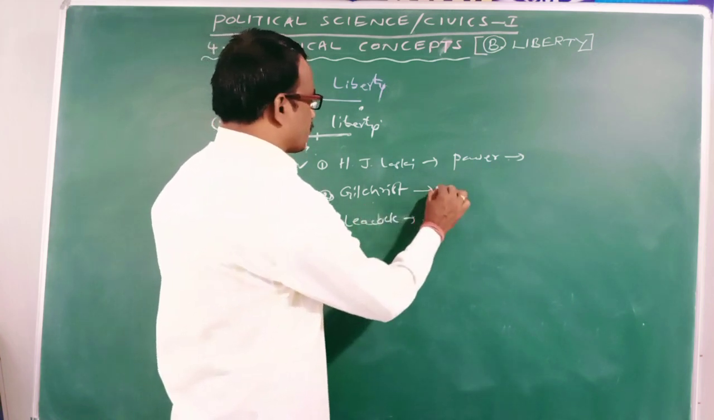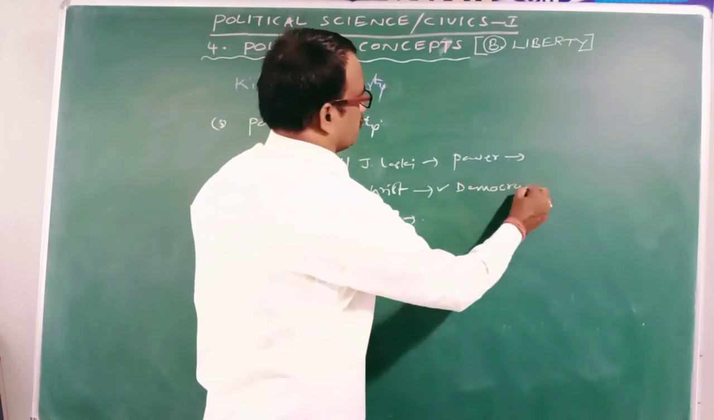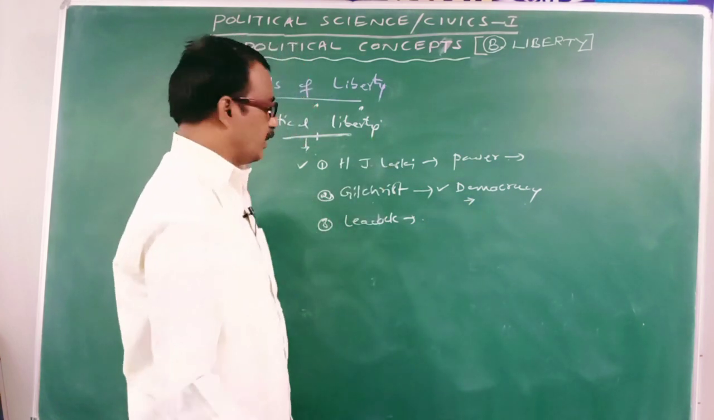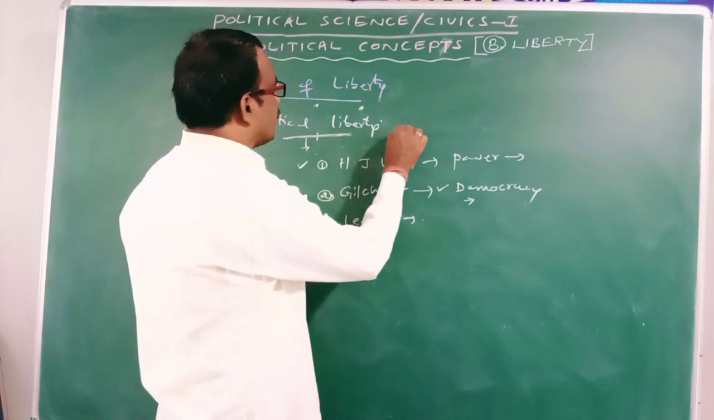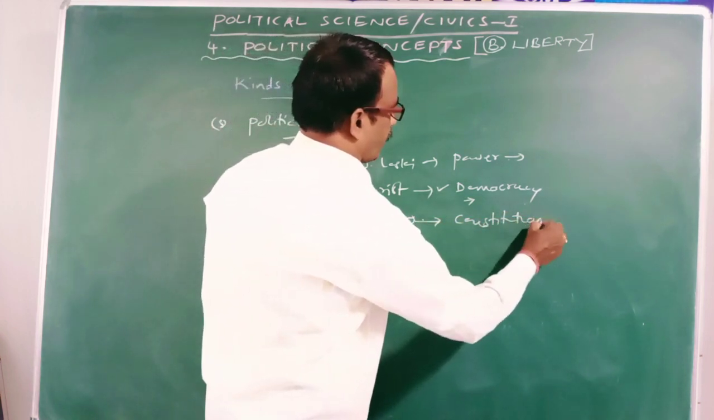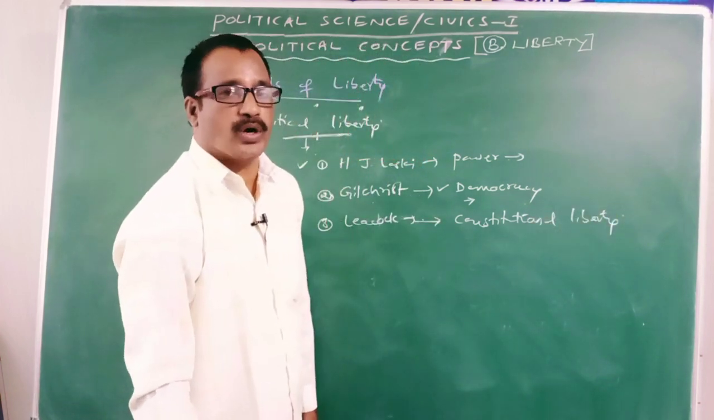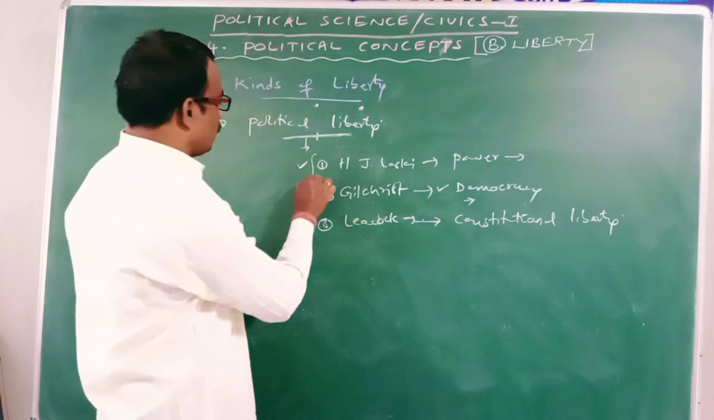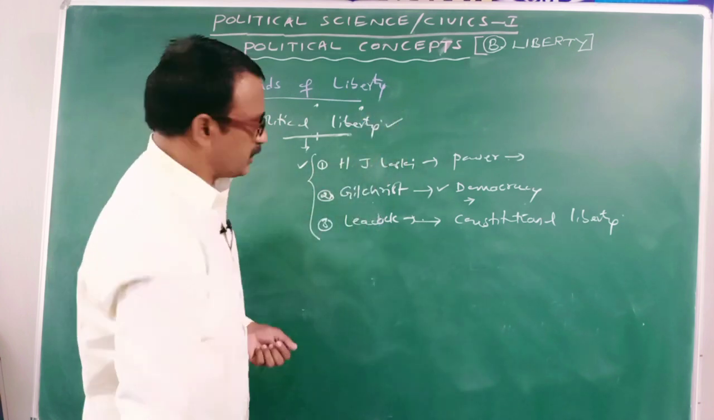Then, Gilchrist considered the political liberty as a democracy, because the political liberty is available only in democracy. Then, Leacock said that political liberty is considered as a constitutional liberty, constitutional liberty to choose their own government. Clear? To choose the government. So these are the opinions of various political philosophers on political liberty.